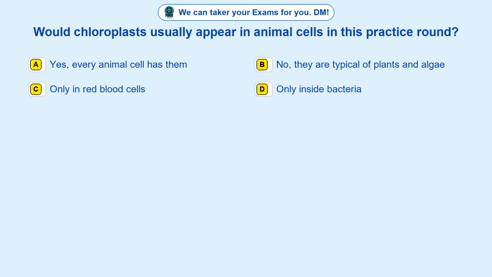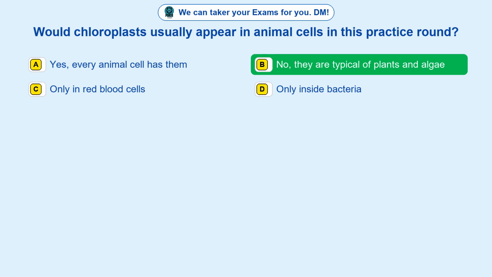Question 14. Would chloroplasts usually appear in animal cells in this practice round? Option A. Yes, every animal cell has them. Option B. No, they are typical of plants and algae. Option C. Only in red blood cells. Option D. Only inside bacteria.